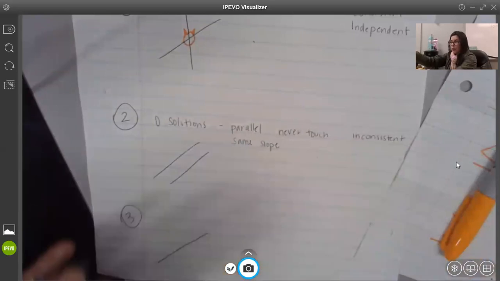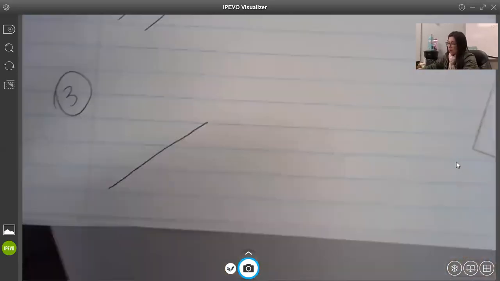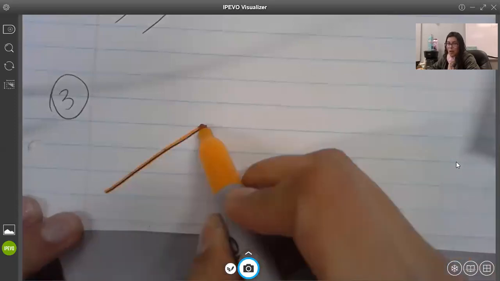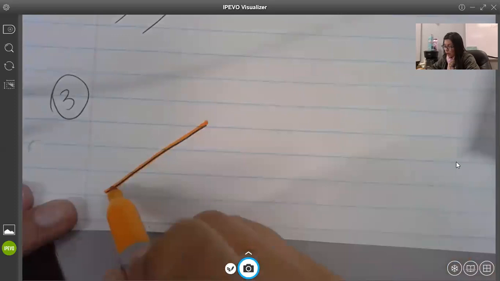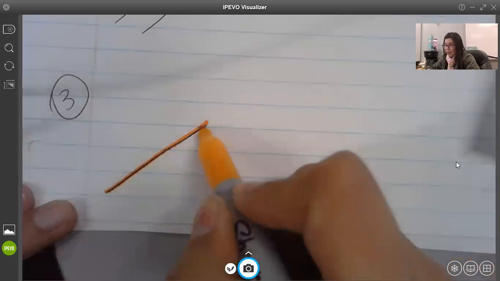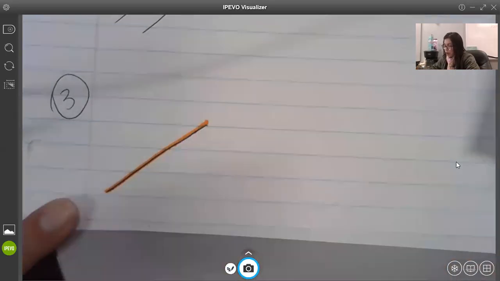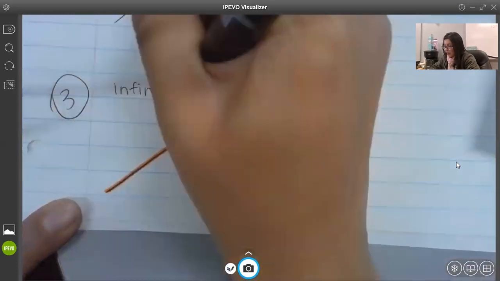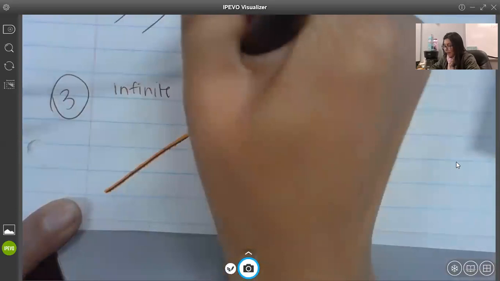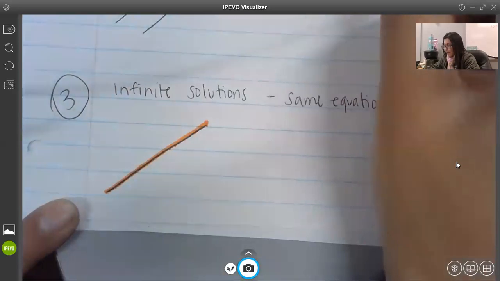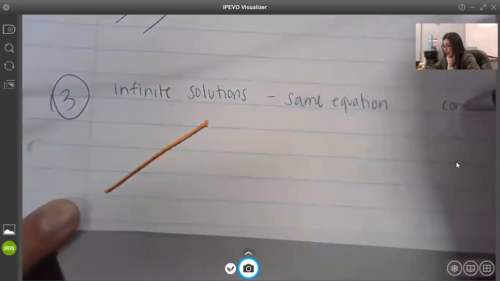You have one line here, and the other line is gonna be on top of it. So they touch here, here, here, here, and so on. They're gonna touch the entire time, everywhere. So this would be infinite solutions. They're the same equation. They're the same exact thing. And this one's consistent, dependent.